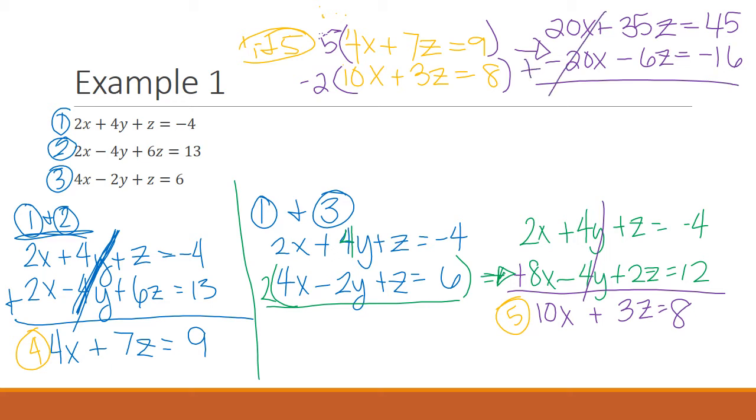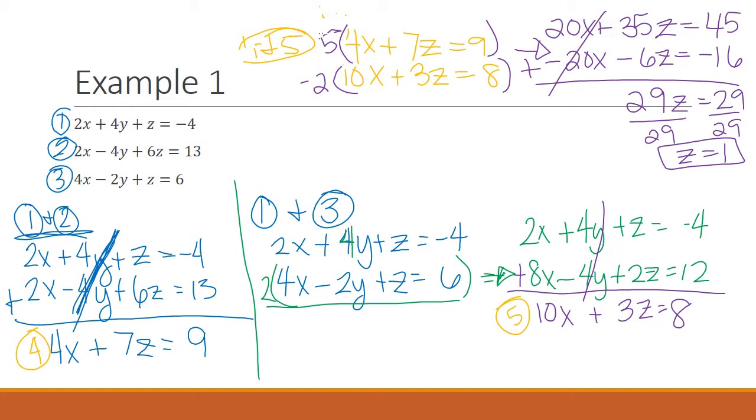My x's cancel out. So first I cancel out my y's. Now I'm going to cancel out my x's. That's going to leave me with 29z equals 29. 45 minus 16 is going to give us 29. And then I can solve for z by dividing by 29. So I get z equals 1.